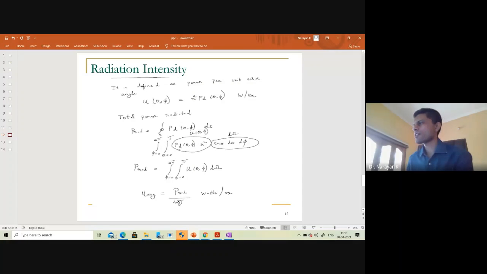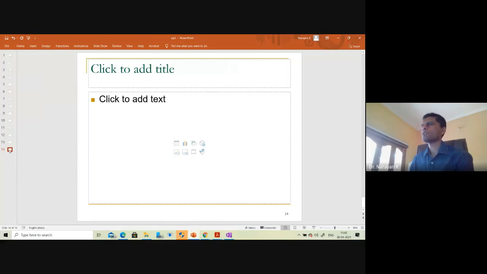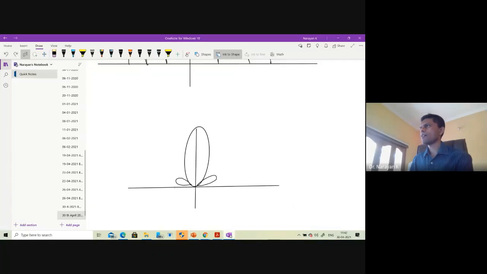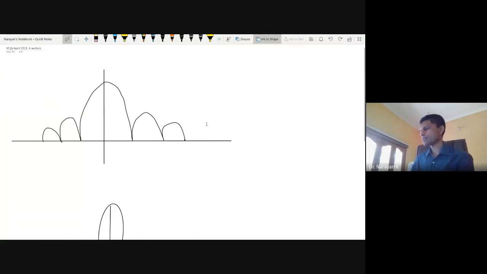Then we have also understood what is average radiation intensity. Then directive gain or the directivity of the antenna also we have understood, which is given by radiation intensity divided by average radiation intensity. Power radiated divided by 4 pi is nothing but your average radiation intensity. This is what we have understood so far, and we have also done problems on antenna beam area or solid angle.